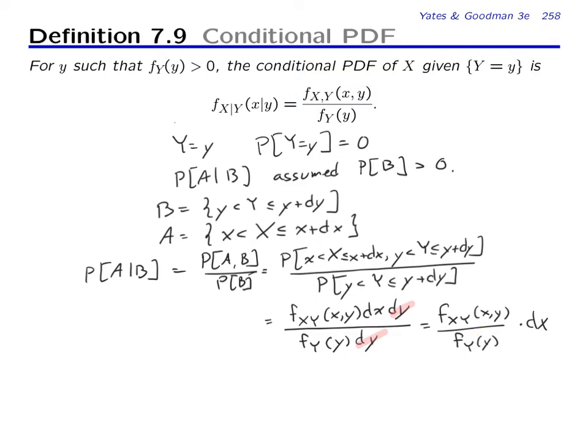Specifically, the way to think of this is that the conditional PDF of x given y times dx is the probability that x is in the interval x to x plus dx given y equals little y, where the conditioning y equals little y is really shorthand for y is in the interval y to y plus dy. In any event, we should think of little y as a parameter, and that for each value of little y, we have a different conditional PDF of x.